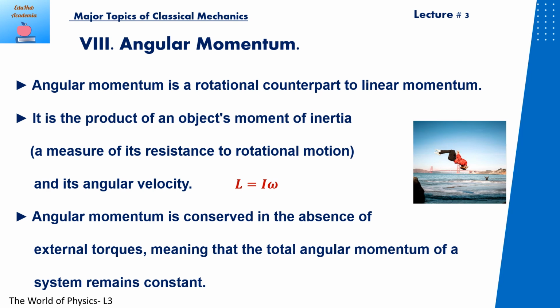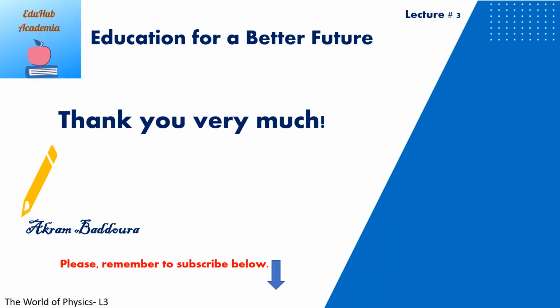Every object will try to oppose, to stop, to resist any tendency to cause its motion, including rotation. Now, angular momentum is conserved in the absence of external torque. Notice here, we don't say in the absence of external forces, that's related to linear momentum. But in angular momentum, we talk about conservation only in the absence of external torque, meaning that the total angular momentum of a rotating object will remain the same.